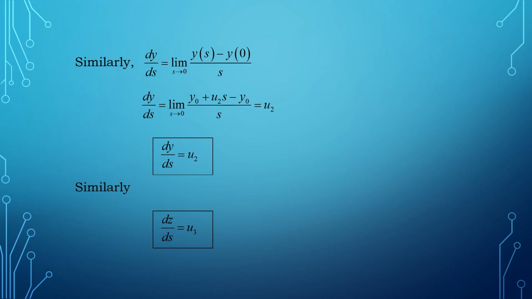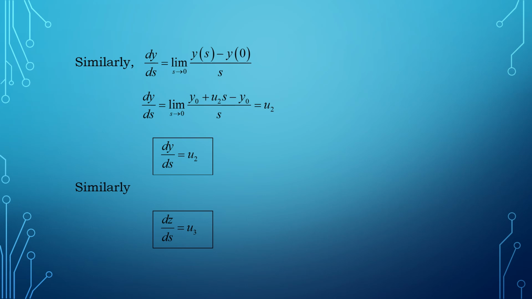We need to find out dy/ds and dz/ds also. dy/ds equals limit s tends to 0 of y of s minus y of 0 upon s. This again equals limit s tends to 0 of y naught plus u2 s minus y naught upon s. After cancelling y naught, we get dy/ds equals limit s tends to 0 of u2 s upon s. This gives us dy/ds equals u2. Similarly, dz/ds equals u3.